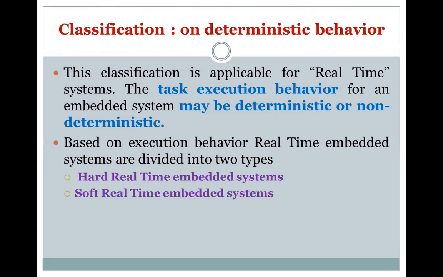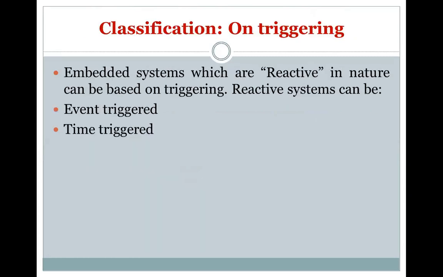Now, classification is also on deterministic behavior. Based on the task execution behavior, we can know whether the embedded system design is meant for deterministic or non-deterministic operation. Based on execution behavior, real-time embedded systems are divided into 2 types: hard real-time and soft real-time.